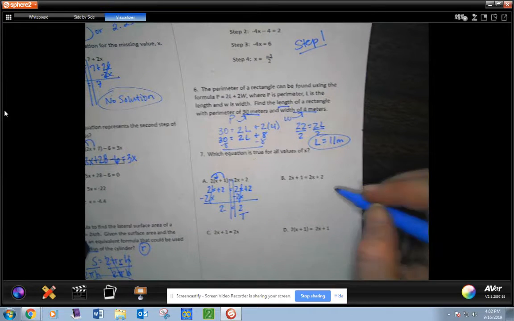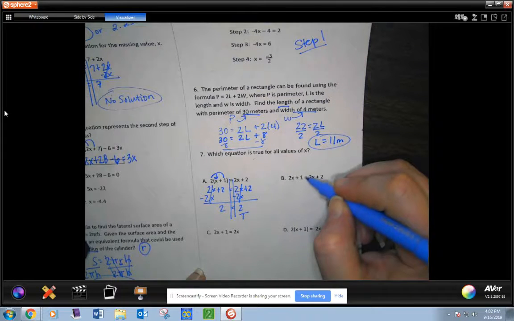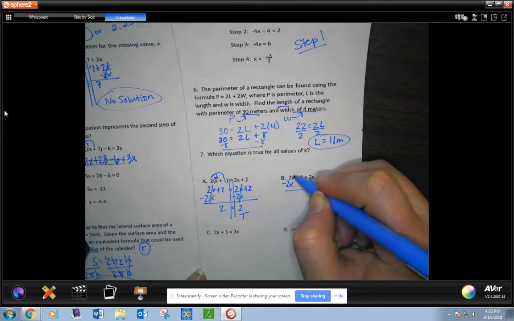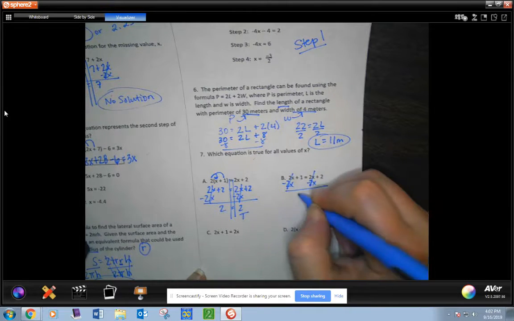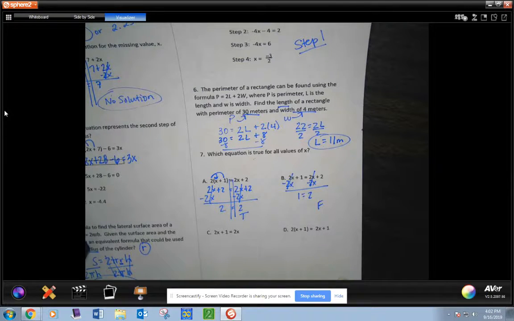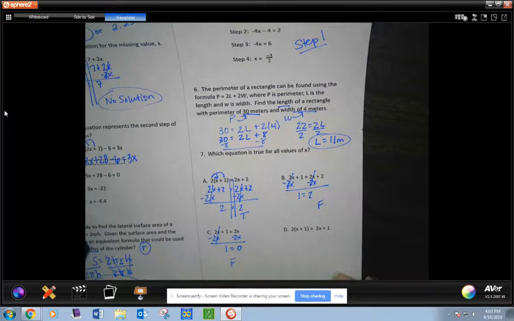Okay, now I'm going to move to the next one, and if you look, you already have 2x plus 1 equals 2x plus 2. There's no distributing, there's no combining, so I'm just going to move my variables. 2x minus 2x cancels. I have 1 equals 2, and this is a false statement. Over here, when I subtract my 2x, that cancels, and I have 1 equals 2 minus 2 gives me 0. This is a false statement.